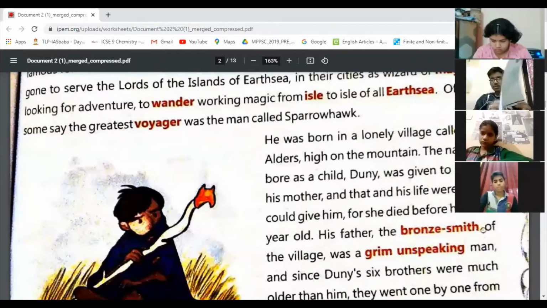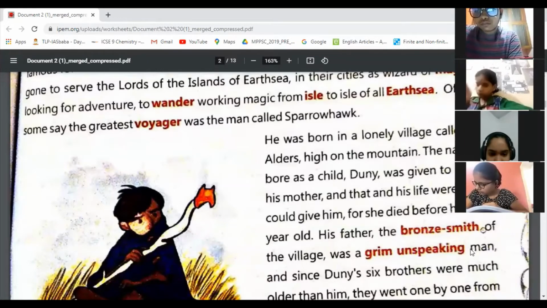So Duni belonged to the island of Gaunt, and he was born in a village which was named as.